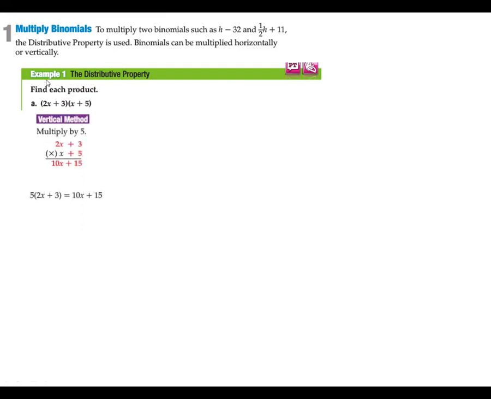you have to first multiply by the 5. So multiply the 2x plus 3 times the 5. So 5 times 3 is 15. 5 times 2x gives you 10x. Or it's similar to distributing the 5 to the 2x and the 3. Then you multiply the x times the 2x plus 3. So x times 3 is 3x.